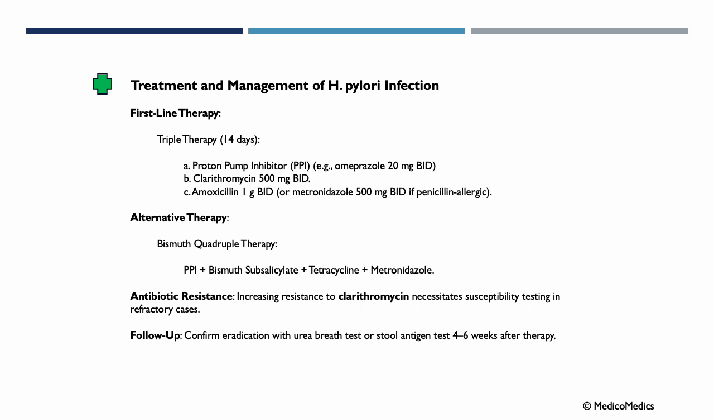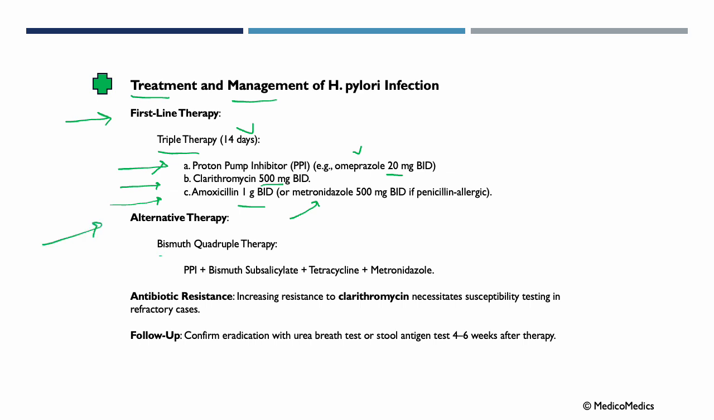So when we have diagnosed H. pylori, let us now move on to treatment and management. And our first-line therapy includes a triple therapy for 14 days. It consists of using a proton pump inhibitor, like omeprazole, 20 milligrams twice daily, clarithromycin, 500 milligrams twice daily, and amoxicillin, 1 gram twice daily. Or if the patient is penicillin allergic, we give instead metronidazole, 500 milligrams twice daily.